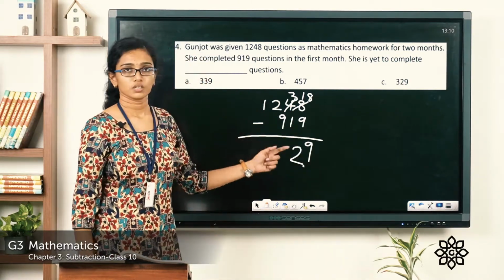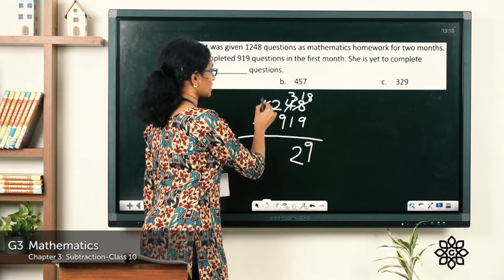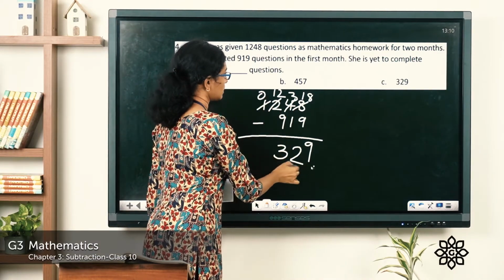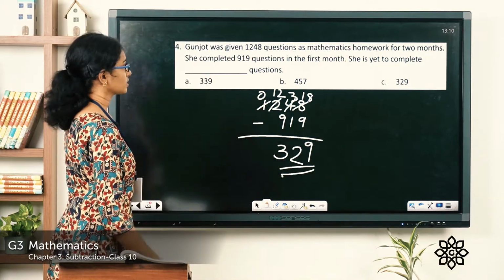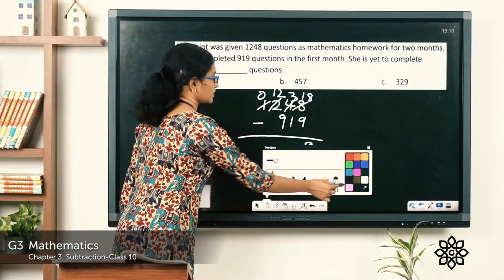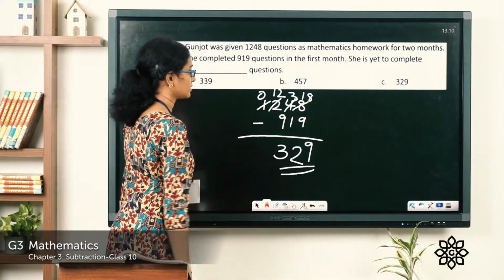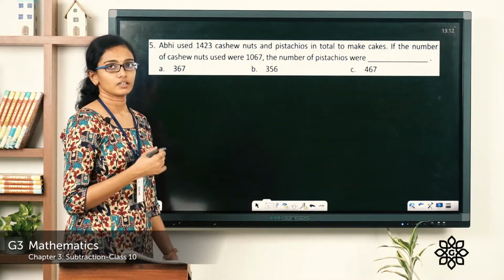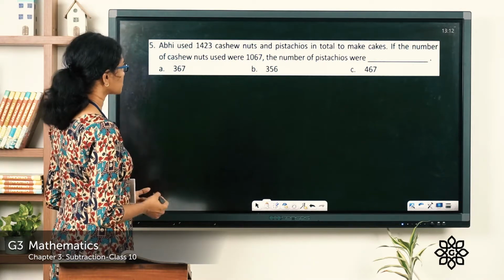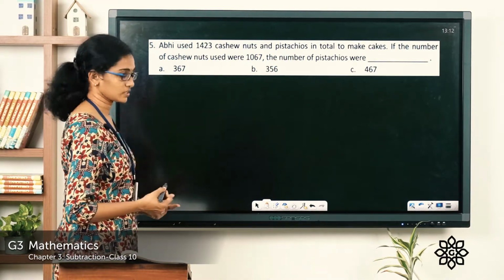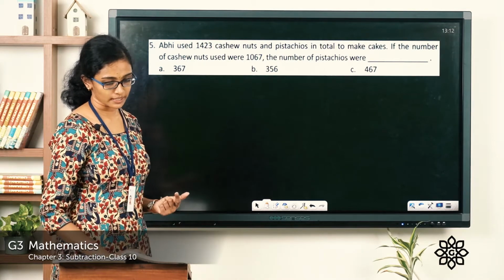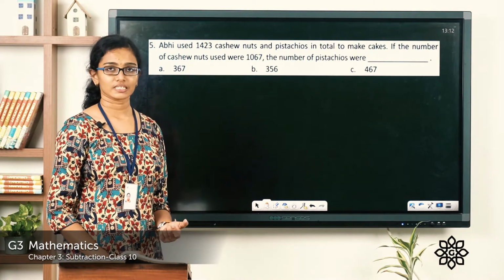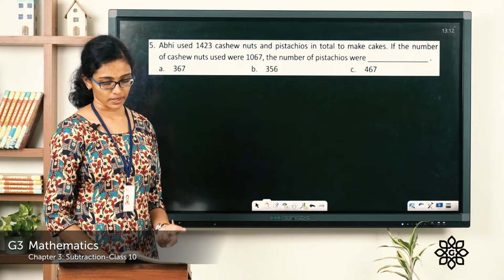Now we cannot take away 9 from 2. So we regroup. So here it is 12. 12 minus 9 is 3. So what is the option? The correct answer for this one is option C, 329. Now let's see the next question. Abhi used 1423 cashew nuts and pistachios in total to make cakes. If the number of cashew nuts used were 1067, the number of pistachios were.